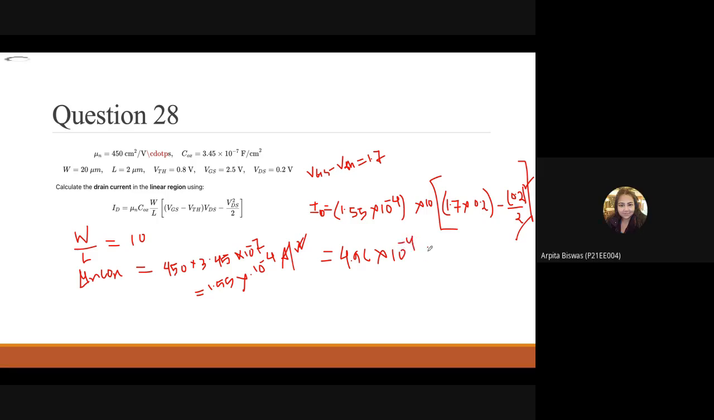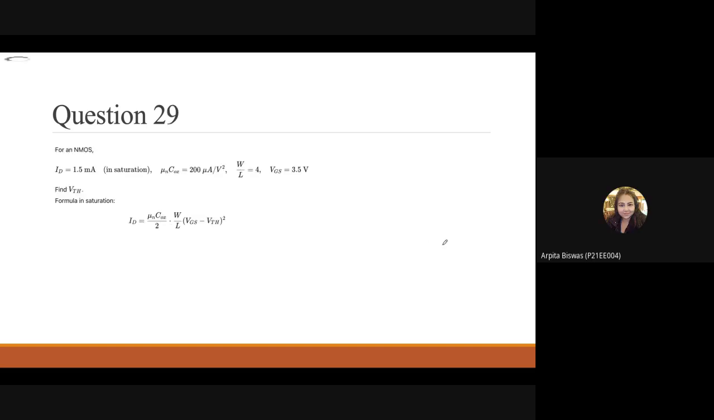So next, move toward question number 29. Here also for an NMOS, ID is given, mu and COX is given, W by L is also given, VGS is also given. So you have to find out the VTH. The MOSFET is operating in saturation. I'm not going to solve it for you. All of you have to solve this. Just solve for the value of VTH. The equation is given. Tell me what is the value of VTH? The same way you have to calculate.